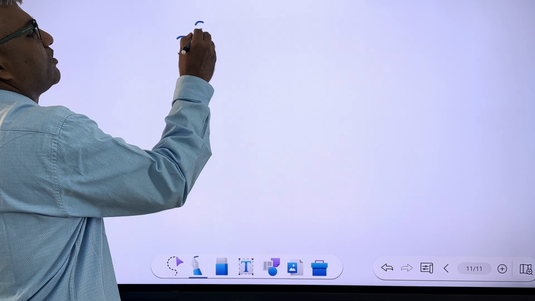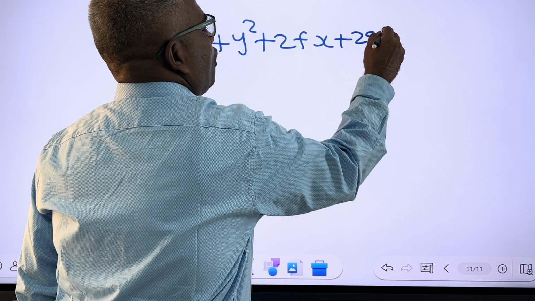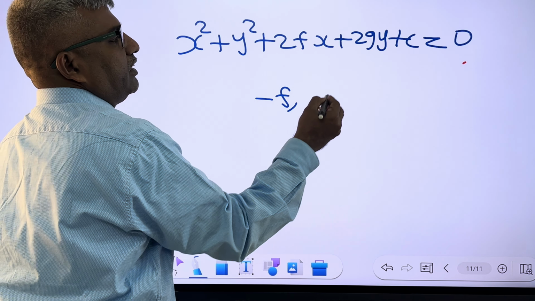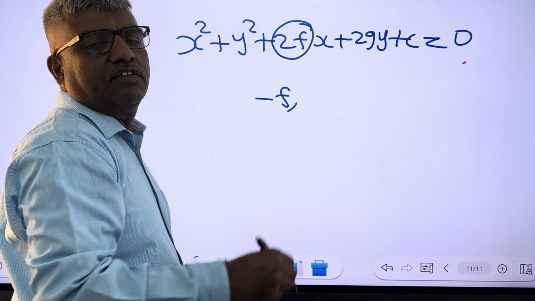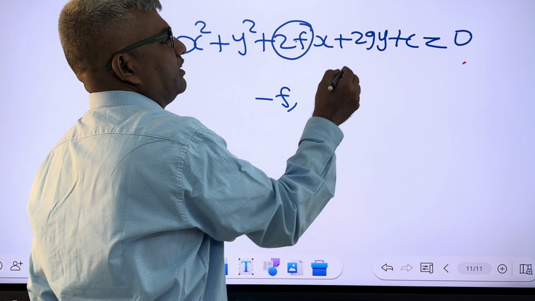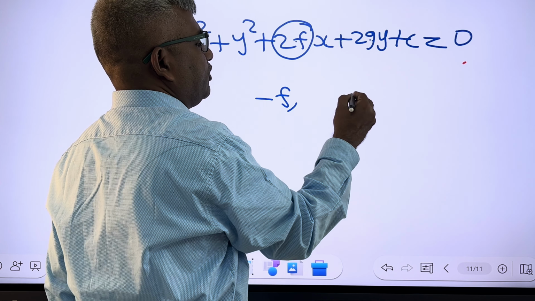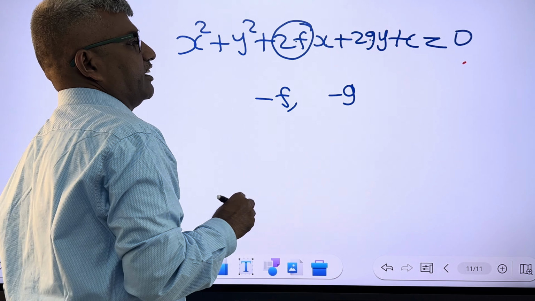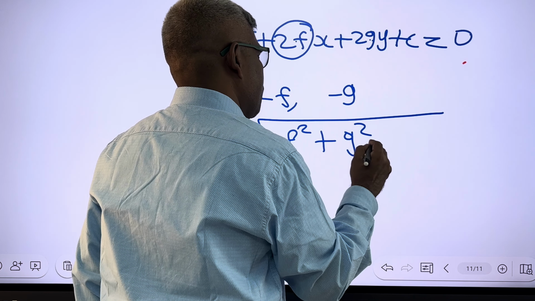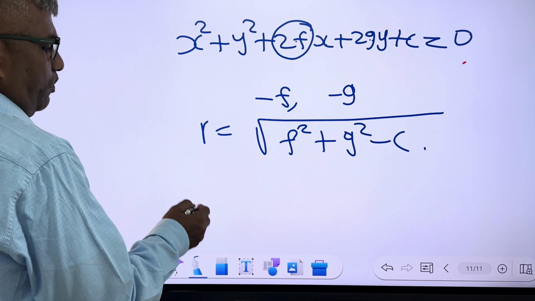Circle has another equation: x squared plus y squared plus 2fx plus 2gy plus c is equal to 0. Here center is minus f, minus g. That means what you have to do? Just x coefficient divided by 2 and opposite sign, not negative sign, opposite sign. 2g divided by 2 and opposite sign. And radius is the square root of f squared plus g squared minus c. This is the radius.